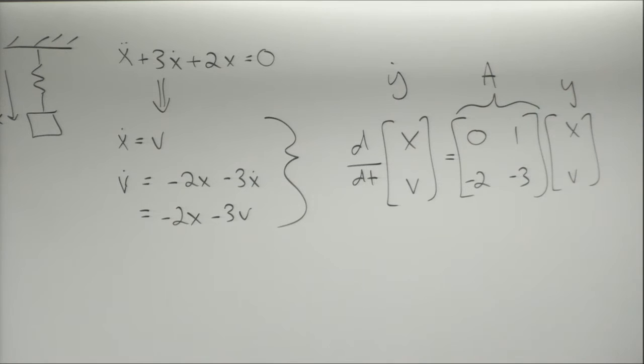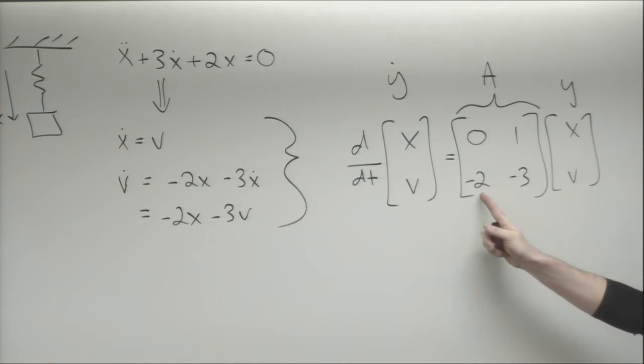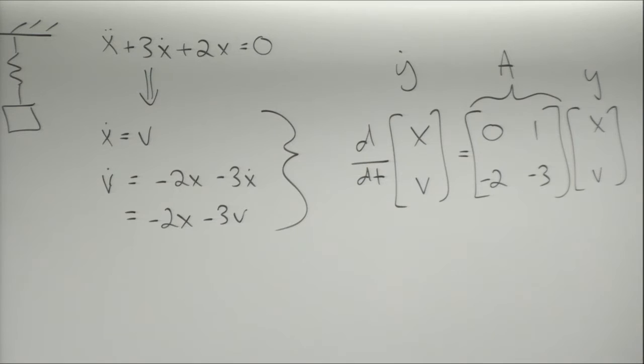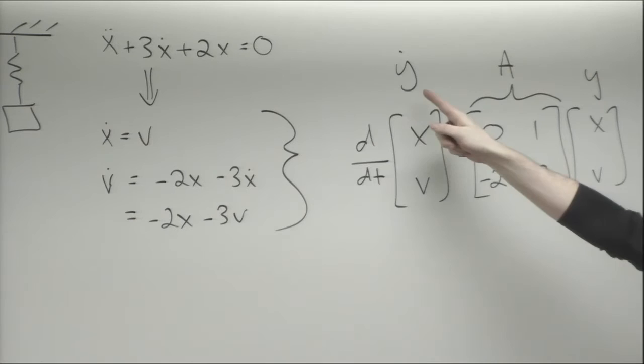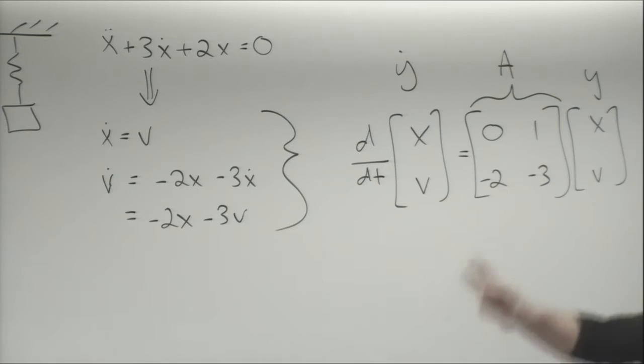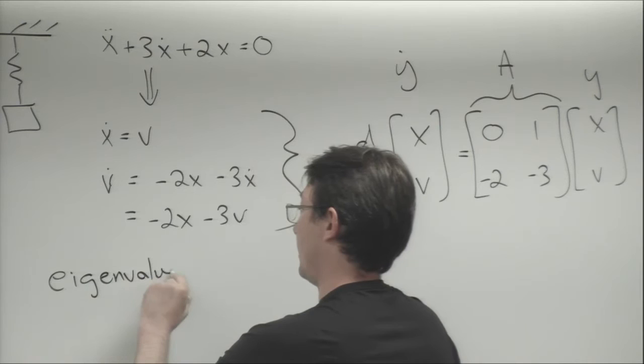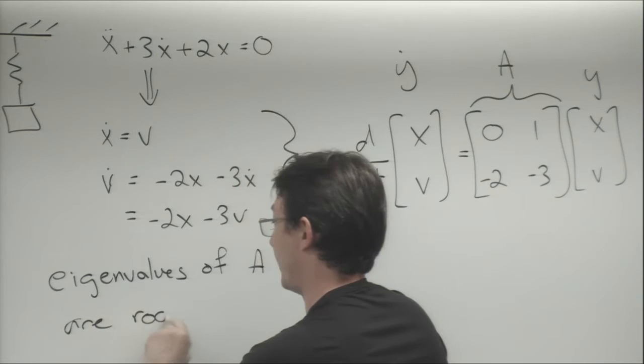Now, what's kind of neat is that the eigenvalues of this A matrix are really, really important. Okay, so what I'm going to tell you in this lecture and in the next lecture is that the eigenvalues and eigenvectors of this A matrix determine everything about the solution to this differential equation. And in fact, all differential equations y dot equals A times y. Every single one you can possibly think of will be determined by the eigenvalues and eigenvectors of A. Okay? So this is kind of an interesting fact that the eigenvalues of A are roots of the characteristic polynomial.